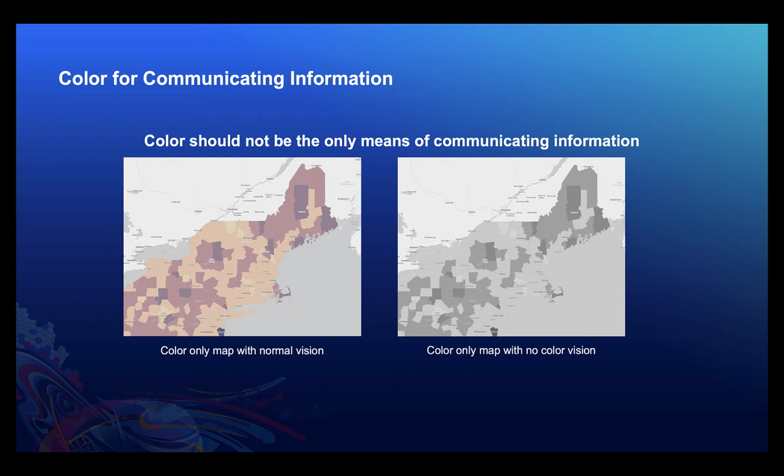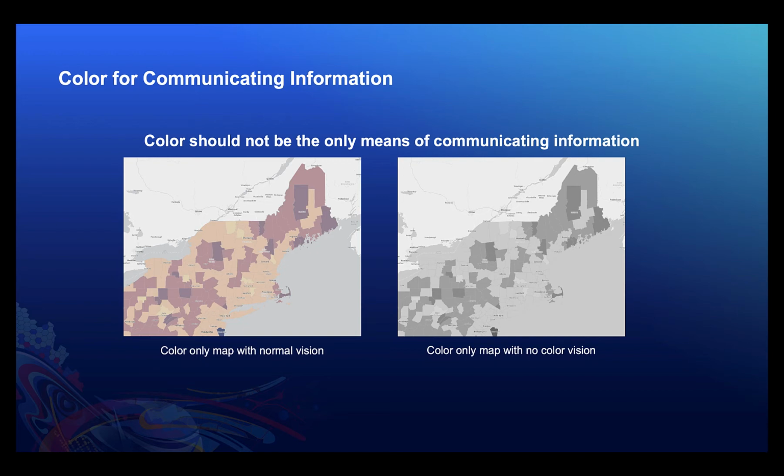Color should not be the only means of communicating information. Messages, changes to content, and information communicated using color should also use some other means of communication, such as text or patterns, to make this information accessible to users with color vision deficiency. You can see here it becomes difficult to discern features in a map that only uses color when viewed without color vision.